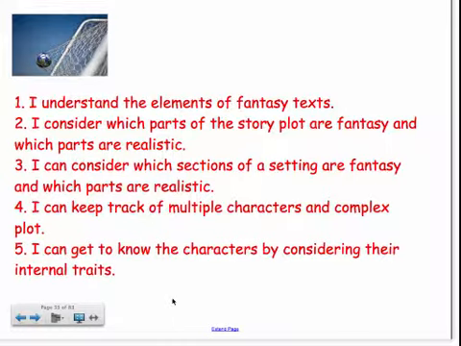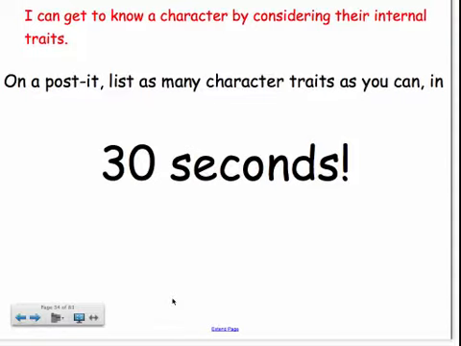What I'm going to ask you to do first is to think about character traits. And if you've got a post-it with you, that's okay. If you don't, that's okay as well. But you're just going to go to a clean page in your notebook. And on that clean page, I'm going to give you 30 seconds to write down as many character traits as you can. Okay? I'm setting my watch right now. Go.